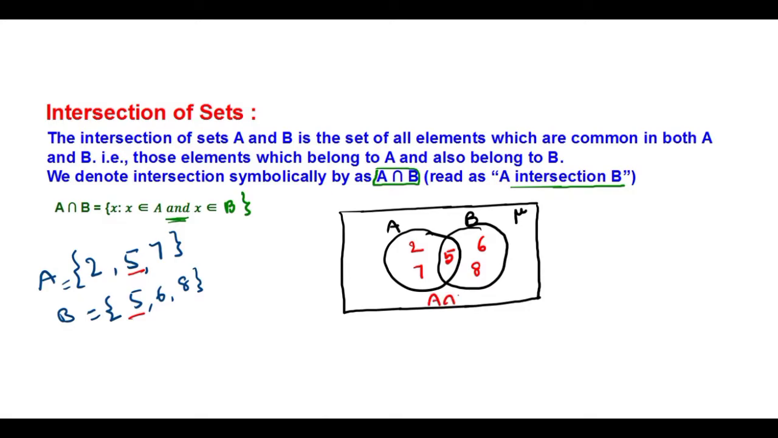But how to write this? We write A intersection B. A intersection B means what is in the middle, that means what is common in both. What is common in both is this part, 5. So that is the answer here.